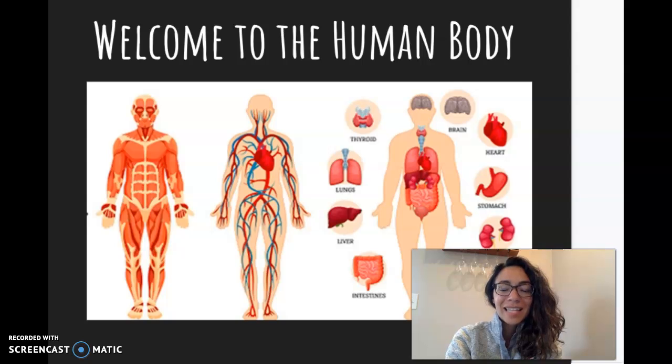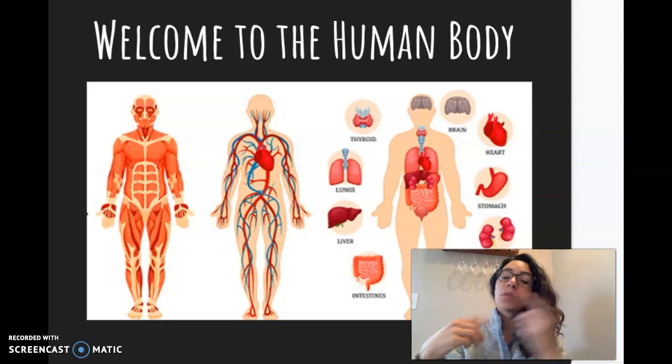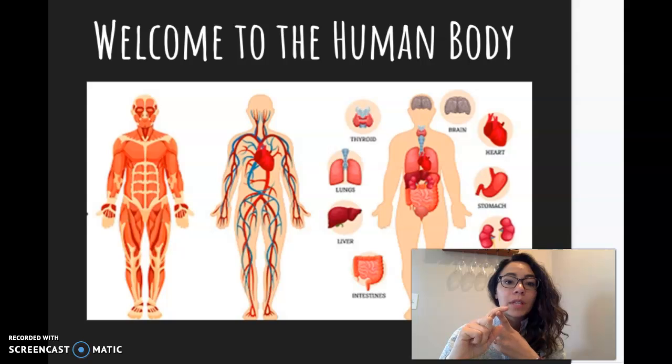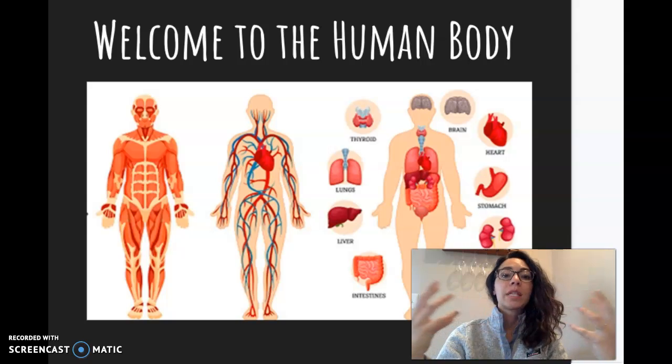Hi everyone! Today we're going to be learning about the human body and the different systems that are in the human body. We're going to start learning about the circulatory system, so the heart and the blood, and then we're going to also learn about the respiratory system, so breathing air in and out of our bodies.